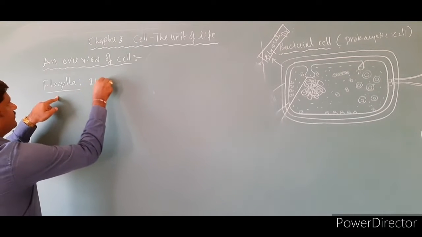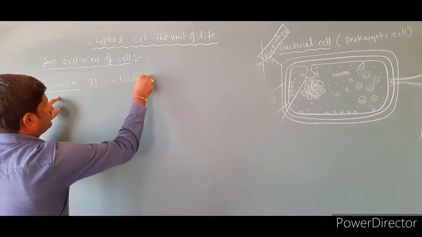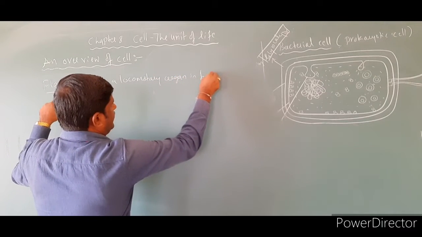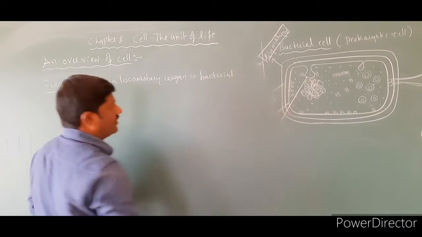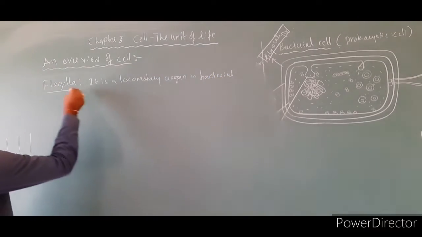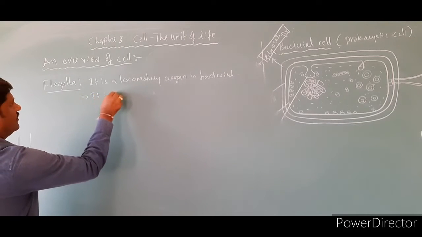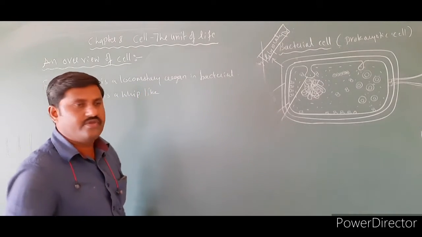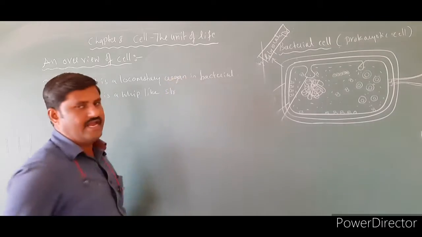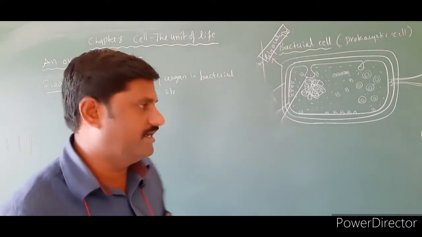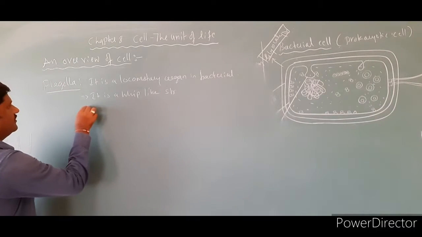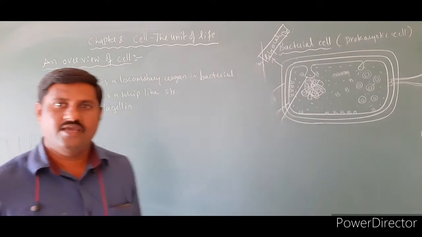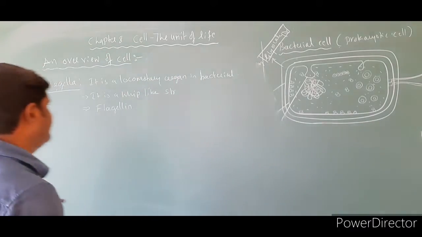It is a locomotory organ in a bacterial cell or in a prokaryotic cell. And this flagella is a whip-like structure that helps in locomotion of bacteria. These are made up of a protein called flagellin in prokaryotes.